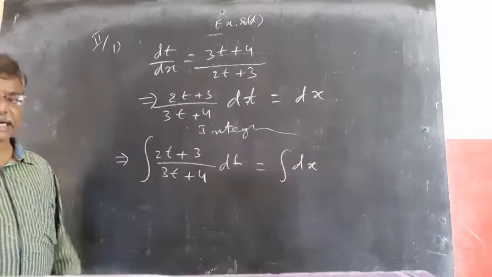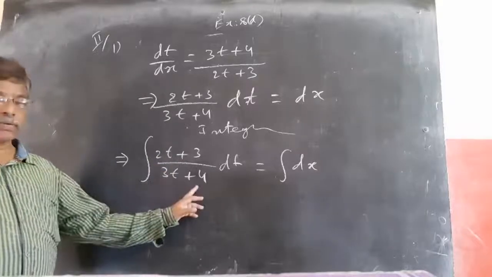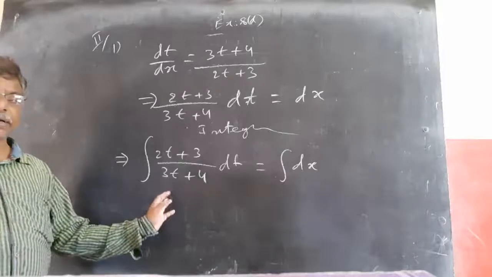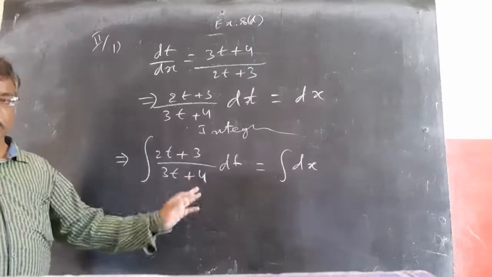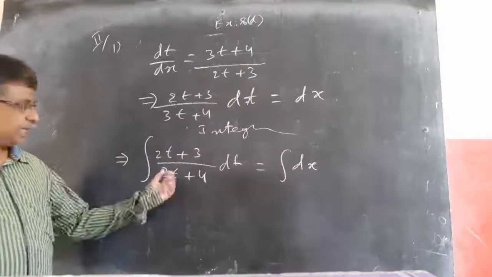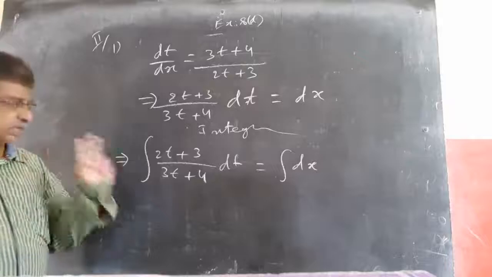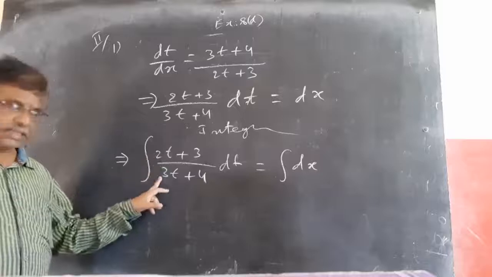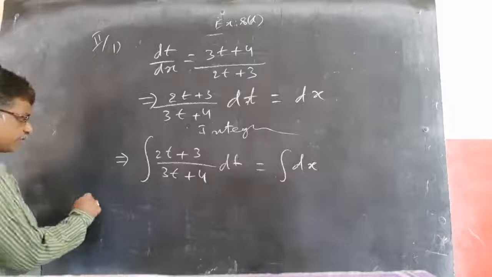Another way, if you don't get the idea: let numerator equal to a into derivative of denominator plus b. Same concept, but don't take derivative. Take numerator equal to a into denominator plus b, find a and b values, then you can split it into two parts. So that is one more way. Two methods for solving this integration. One is use the logic, just LCM of the 2 is 6, so multiply this with 2, this with 3. I am going with that.